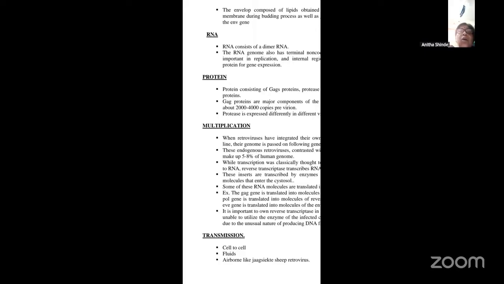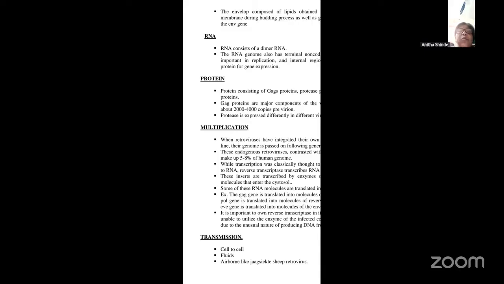Now, coming to the protein. The protein consists of what? GAG proteins, then you have the protease, Pol protein, and also the envelope proteins. GAG proteins are the major components of the viral capsid, about 2000 to 4000 copies. And protease is expressed differently in different viruses.